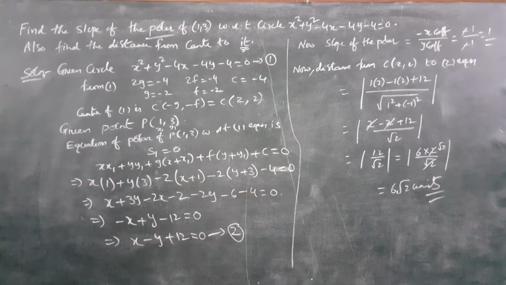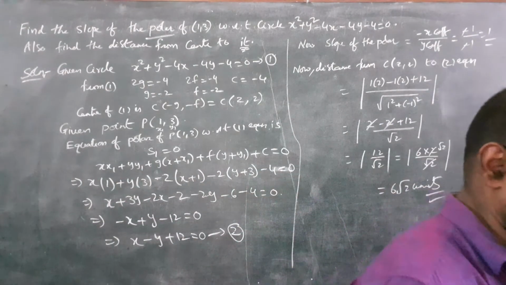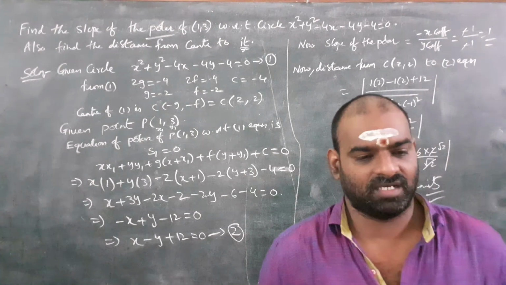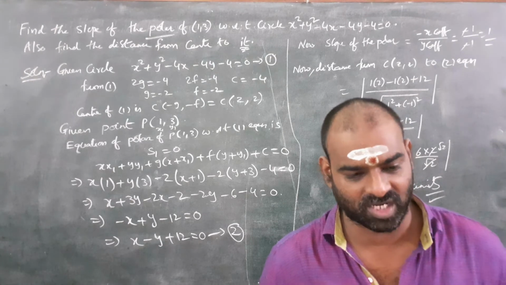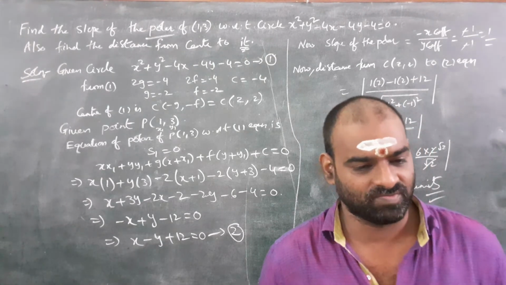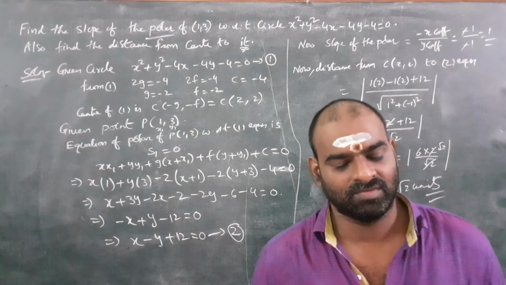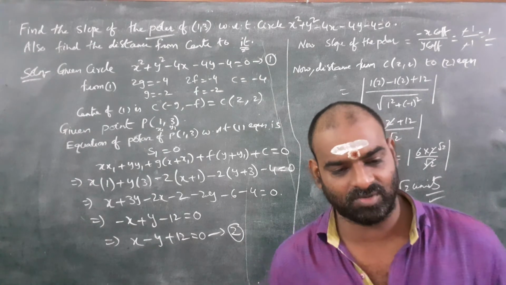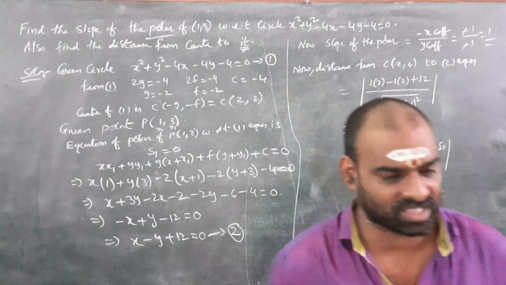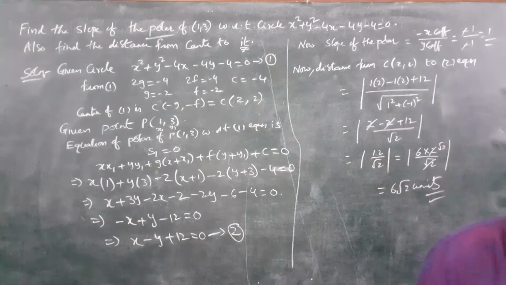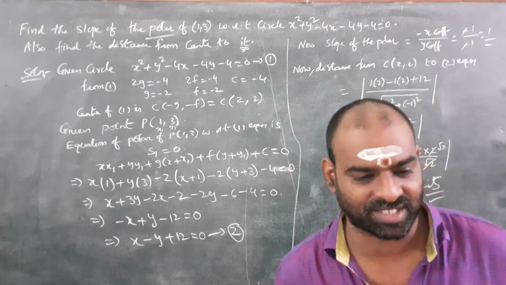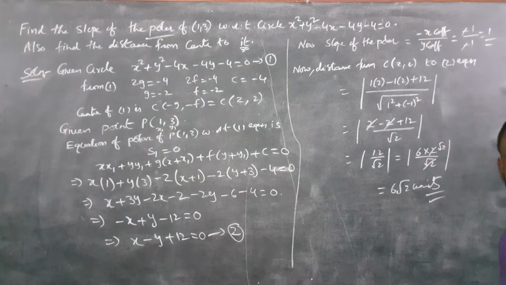Okay, this is another model. It is also very easy. In this problem there are two parts. One is to find the slope of the polar. To find the slope of the polar, first of all we have to calculate the polar, and then you simply find the slope of that polar by using the formula minus x coefficient by y coefficient. And in the second part they asked us the distance between the center of the circle and the polar. We also find that one here. This is the problem. Note down.